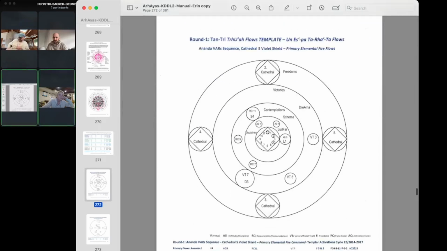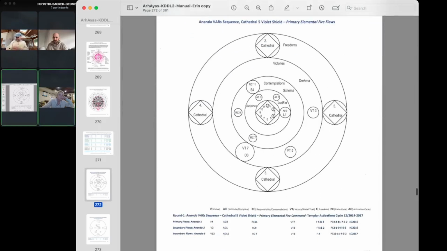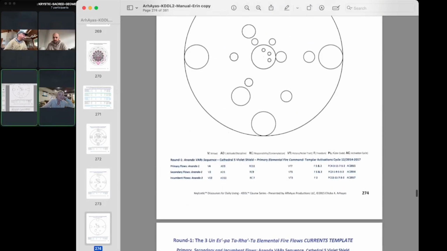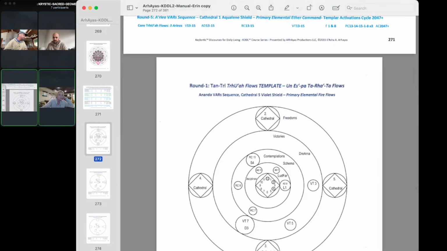Let me remember to get the answer to this. Which one corresponds with the virtues? That would be immaculation. Well, no, I mean, which wheel? Which one of these wheels? It's 15. It's one of the density 5 ones.